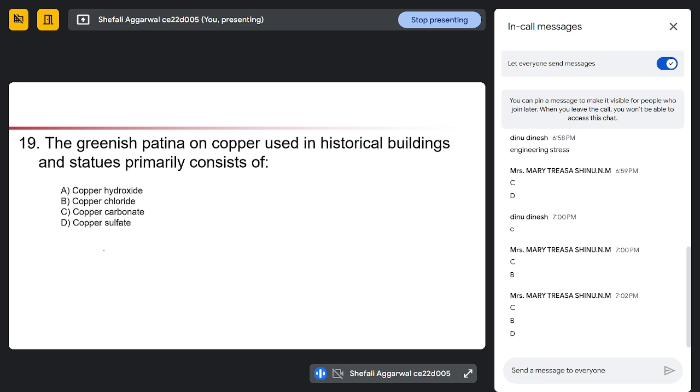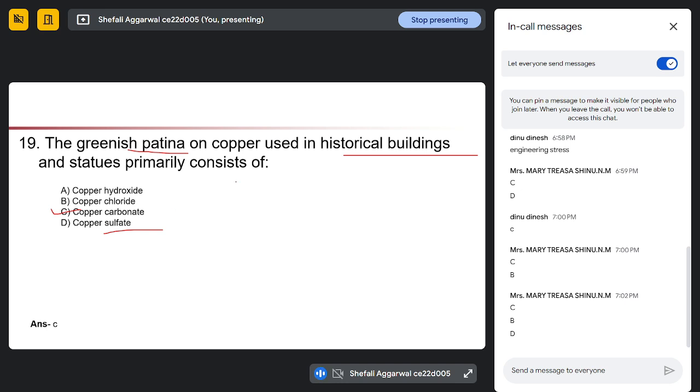So actually, this patina is not made of sulfate. Copper comes from sulfides, but the oxide film formed on the copper, this greenish patina, is not copper sulfate. Generally it is copper sulfate, but when we are talking about historical buildings, it is made of copper carbonate. Copper carbonate is the correct answer.